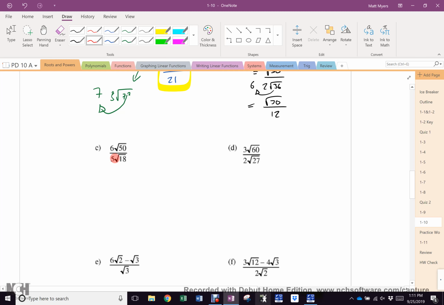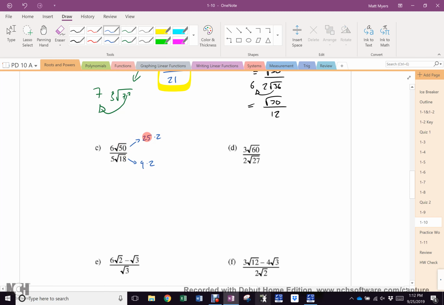So, we got to here. Now, does 6 and 5 work together? No. Do 50 and 18? No. So what should we do? Jordy. Yeah, we should break these down. What's 50? Well, I would use 25 and 2 because I'm seeking square roots, right? What would 18 be?